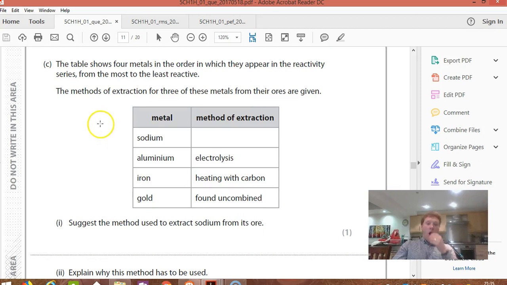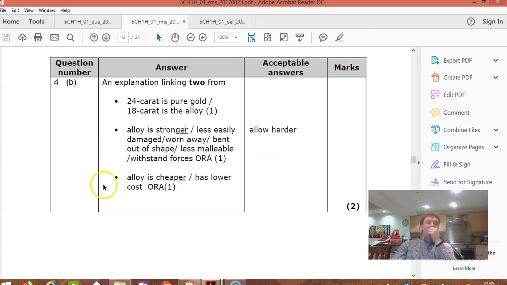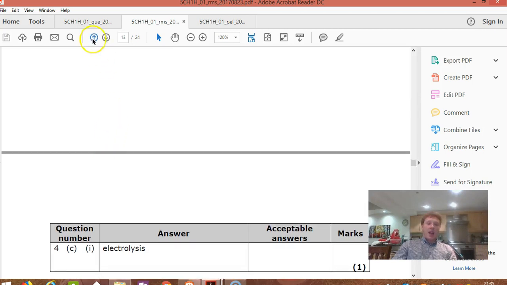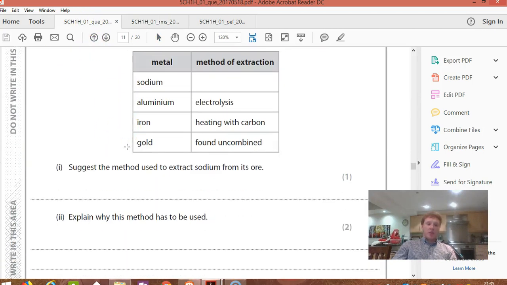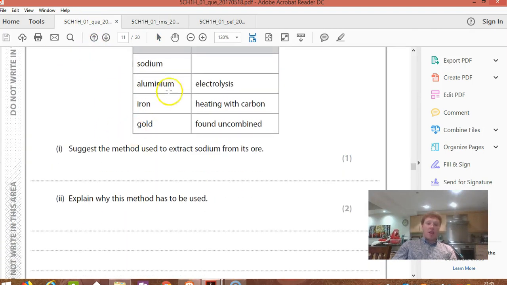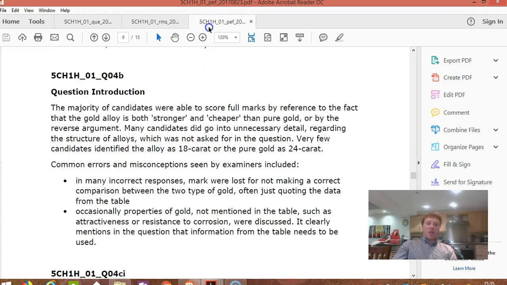Right, the answer is electrolysis. Right, I was going to explain why this method is used, but I won't because that's the next question.